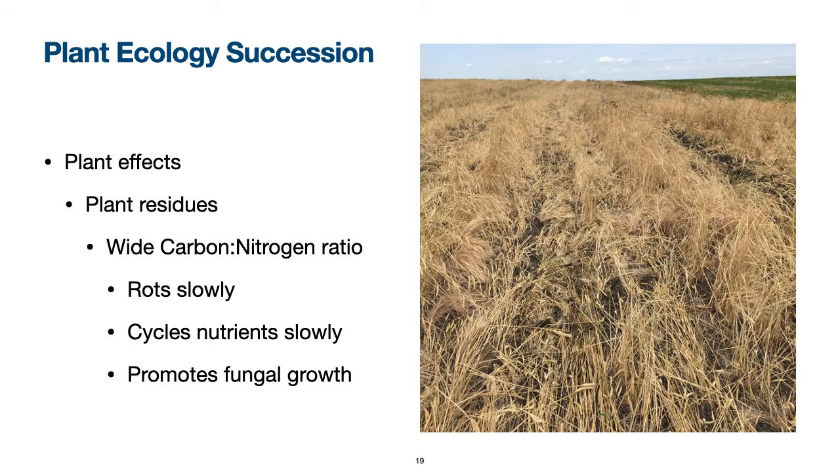When we start dealing with a wide carbon to nitrogen ratio, so low protein, a lot of carbon and a little bit of nitrogen, that residue is going to rot slower. So that's going to give us that soil armor. It's going to cycle nutrients slower. So that's going to tie up some of those nutrients, but it's also going to help promote some fungal growth.